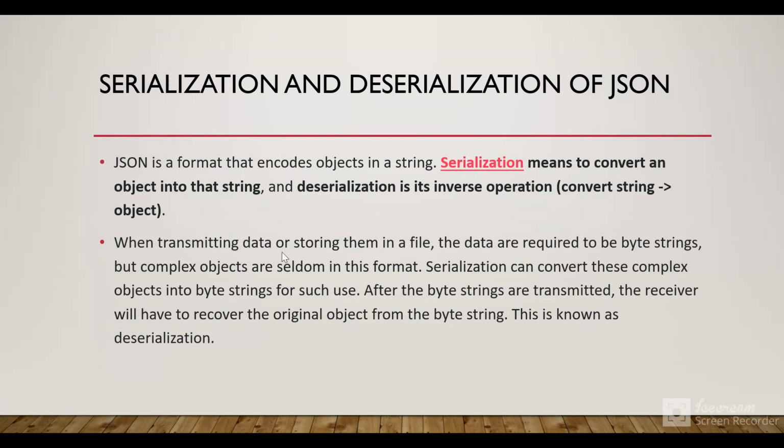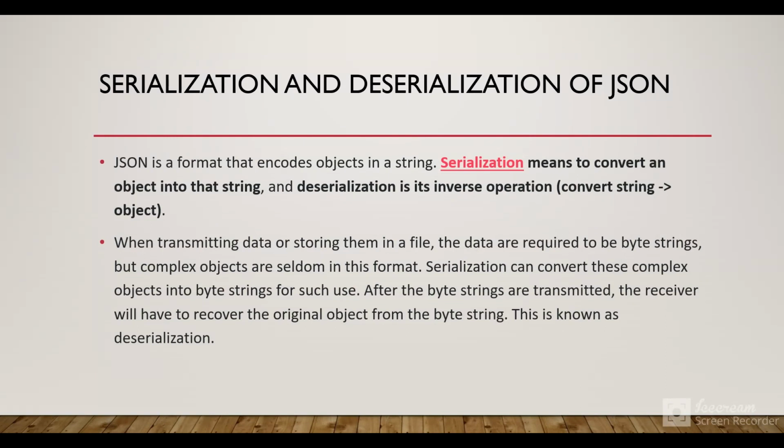When transmitting data or storing them in a file, the data are required to be byte strings, but complex objects are seldom in this format. Serialization can convert these complex objects into a byte string. After the byte strings are transmitted, the receiver will have to recover the original object from the byte string. This is known as deserialization.